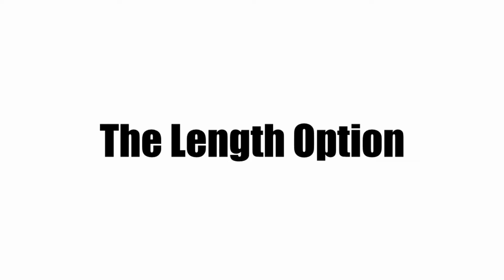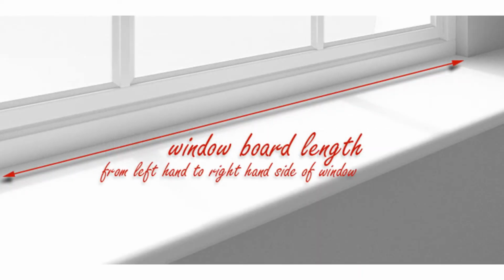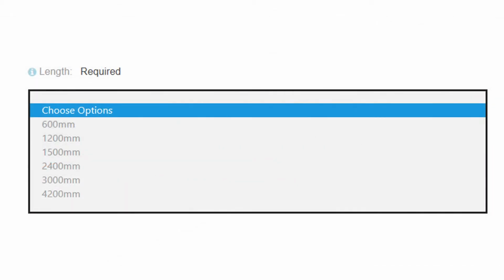Now it's time to choose the length of your window board. You'll need to measure the window reveal in order to know what length to choose. We offer 6 different length options as standard. Generally speaking, these lengths are perfect for most customers. If you have the facilities to do so, you can order a length longer than you need and cut it to the exact size on site.